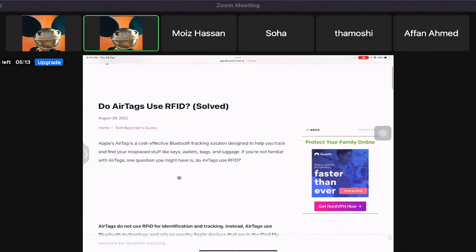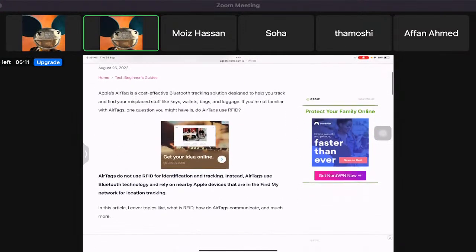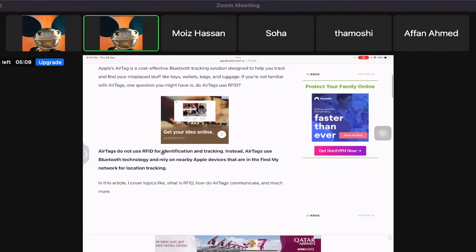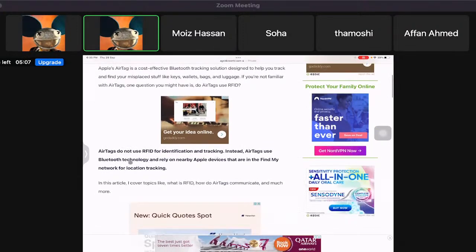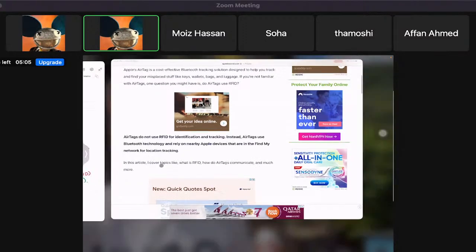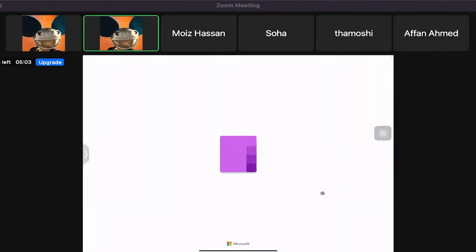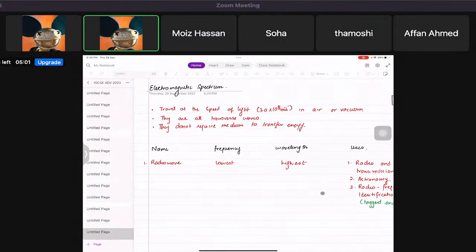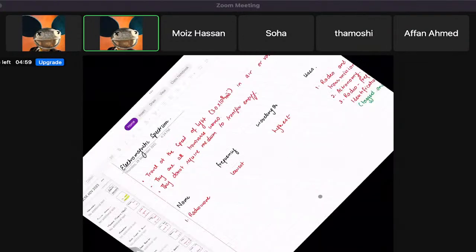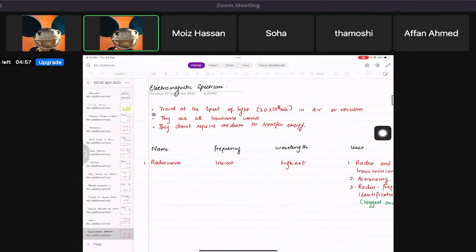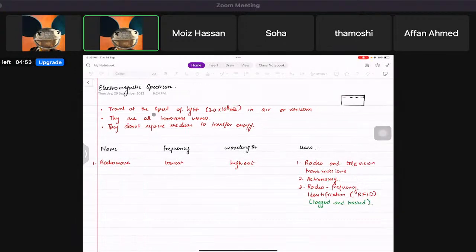If you're not familiar, one question you might ask is whether AirTags use RFID. AirTags do not use RFID. Instead, AirTags use Bluetooth. So it doesn't use RFID, which does the same thing really, but it has a stronger technology, which is Bluetooth. Okay, so we learned something new, but basically it does the same thing as an RFID. Everybody understands this, right? Any questions, please let me know. No. Okay.